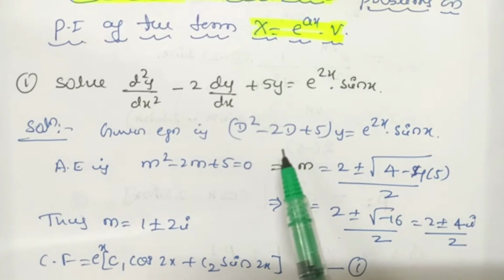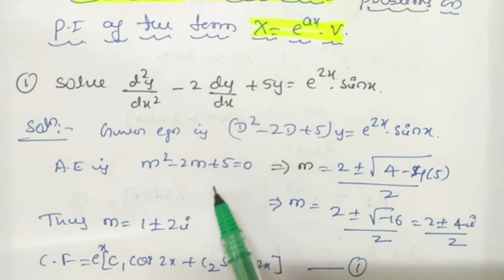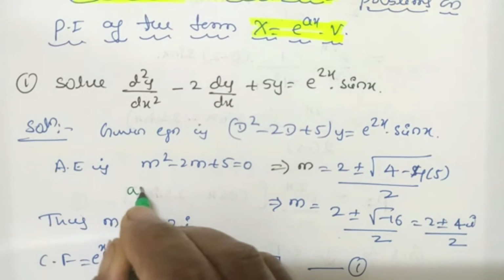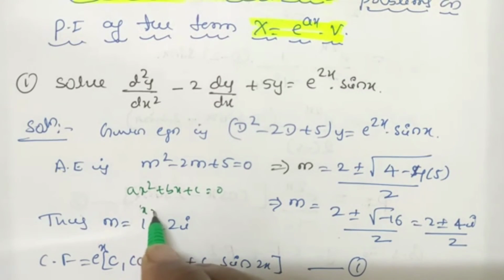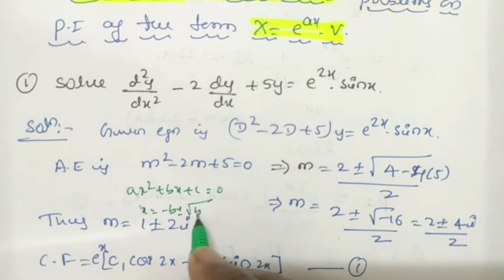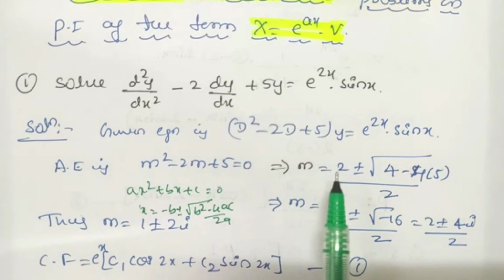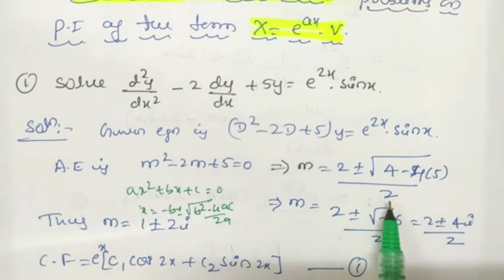First you have to find the auxiliary equation, that is m square minus 2m plus 5 is equal to 0. We cannot factorize this, so we have to use the formula. This is in the form of ax square plus bx plus c equals 0. We know x is equal to minus b plus or minus under root of b square minus 4ac divided by 2a. So using this we get m equals minus b, b is minus 2, so 2, plus or minus under root of 4 minus 4 into 5, divided by 2.